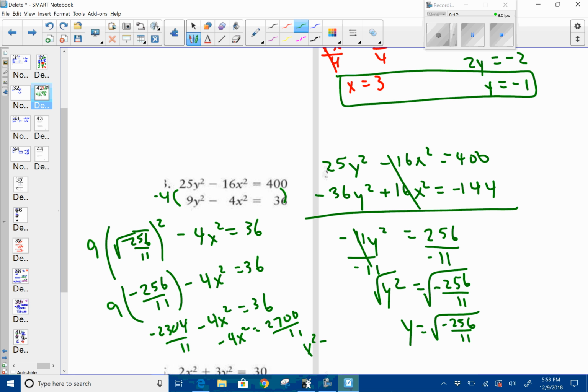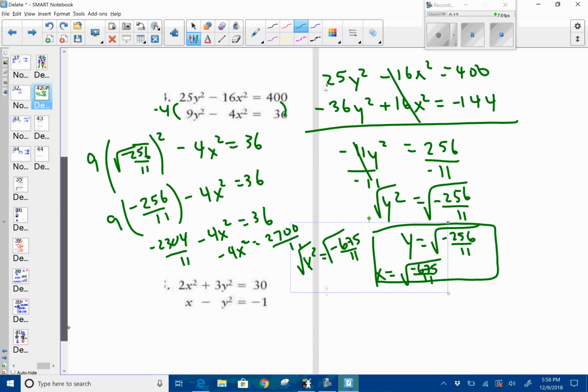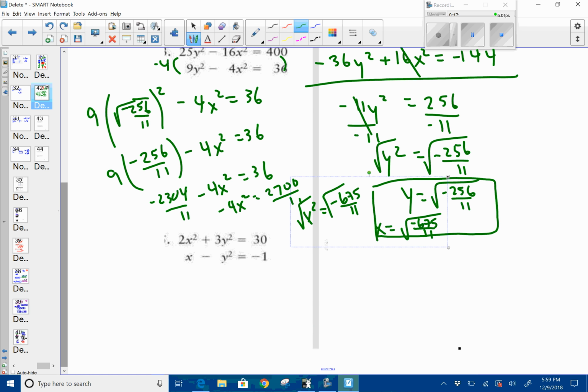X squared is equal to negative 675 over 11. And I want to do square root. So I get x is equal to the square root of negative 675 over 11. So there are your two answers for x and y. I hate that problem. Okay, anyway.